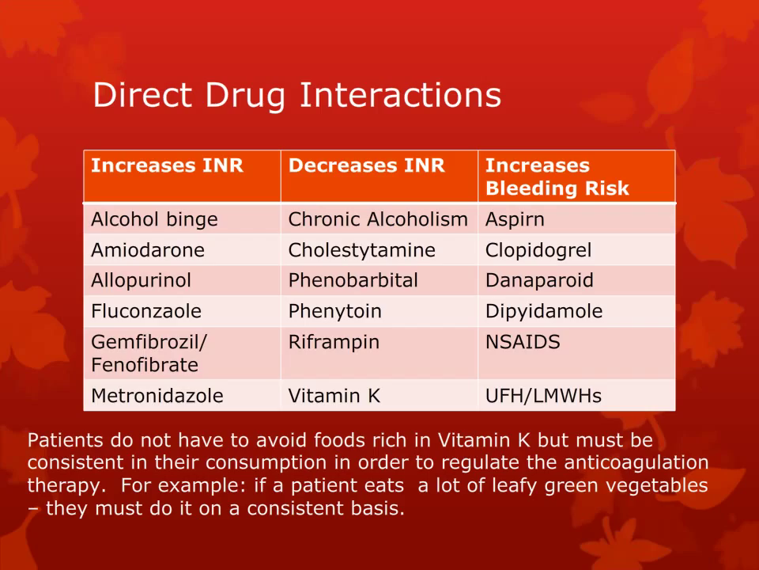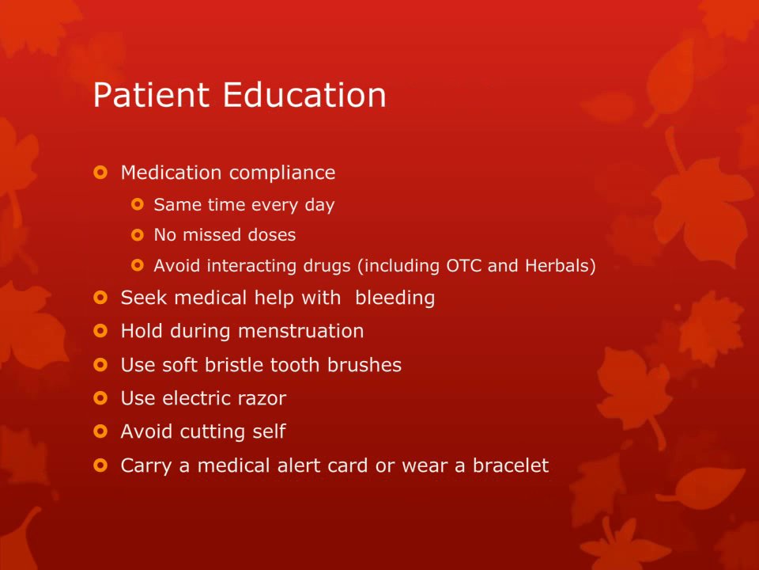Patients do not have to avoid foods rich in vitamin K, but must be consistent in their consumption in order to regulate the anticoagulation therapy. For example, if a patient eats a lot of leafy green vegetables, they must do it on a consistent basis. Patient education. Medication compliance. Take the medication the same time every day. No missed doses. Avoid interacting drugs, including OTCs and herbals.